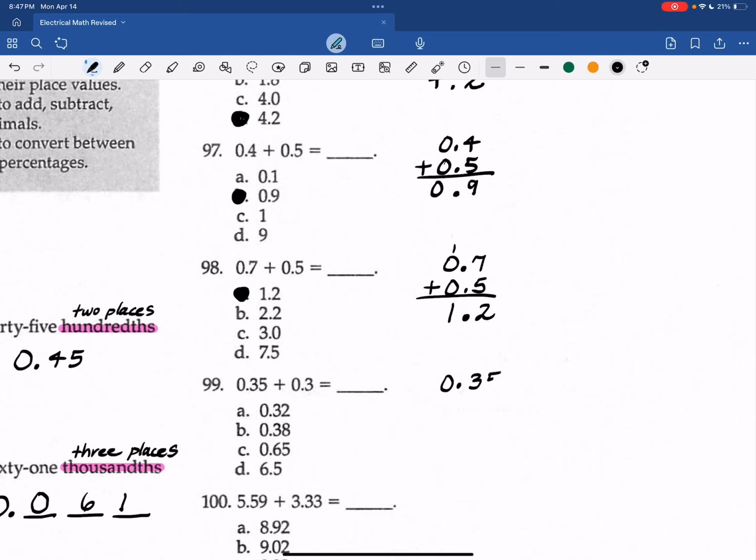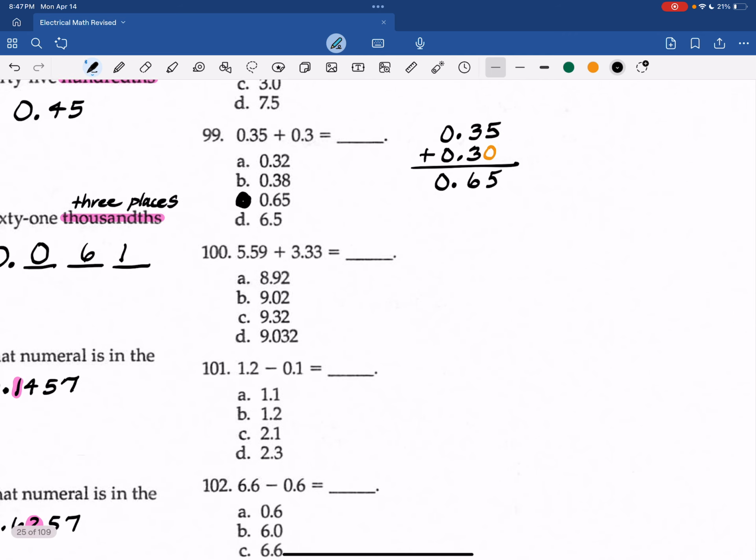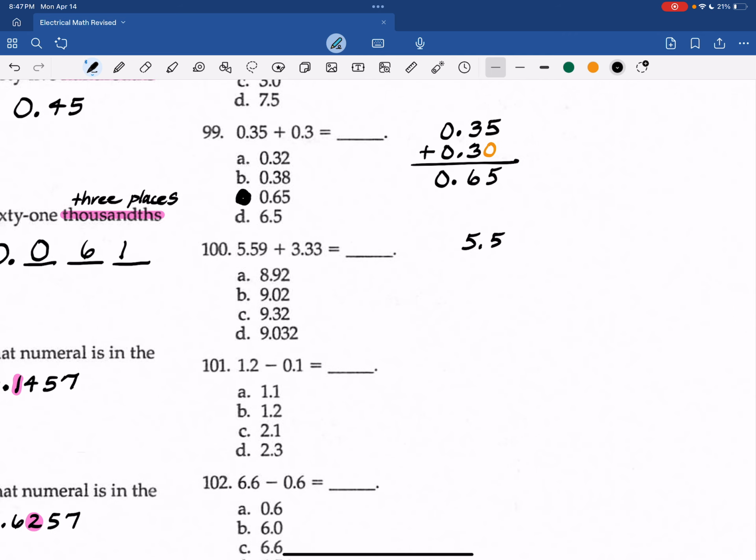35 hundredths plus 3/10. I encourage you to use the 0 if you need it. 65 hundredths. Then 5.59 hundredths plus 3.33 hundredths is 8.92 hundredths.